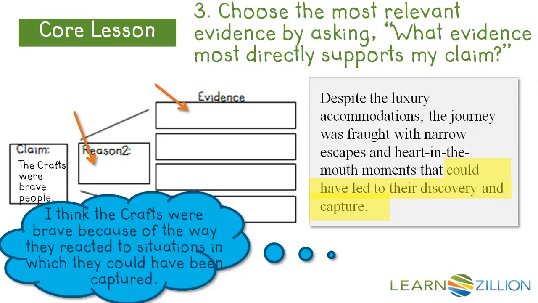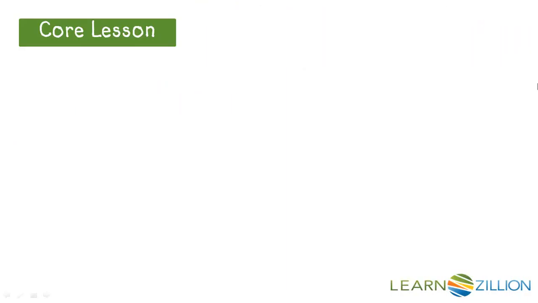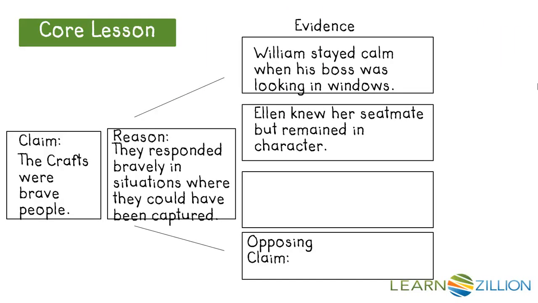Now, I'll still have one empty evidence box, but that's okay. Sometimes I'll need more than 3 boxes for evidence, and sometimes I'll need less. So here's my essay map so far, but I'll need to repeat this process 2 more times to complete my essay map. You'll need to do that as well before the next step. Our next step will be to acknowledge an opposing claim.